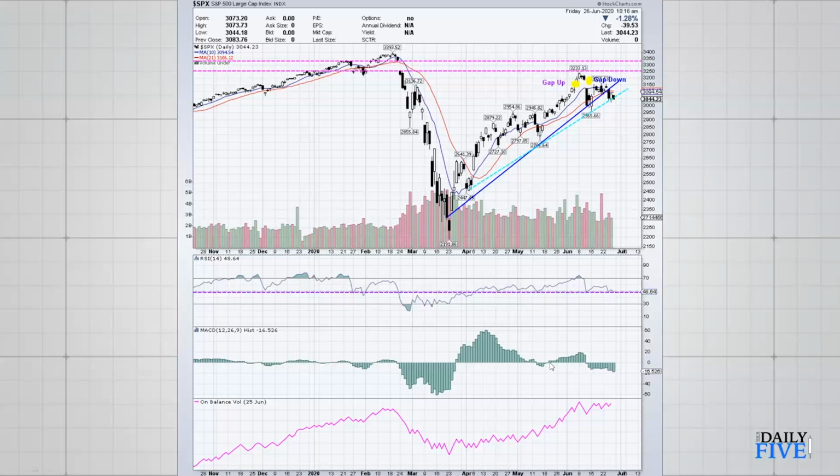And again, our MACD has not been showing a lot of strength with the last part of this push to the upside, and is now in negative. And I'm watching again very closely the on balance volume to see if this turns down and confirms a move to the downside with this.